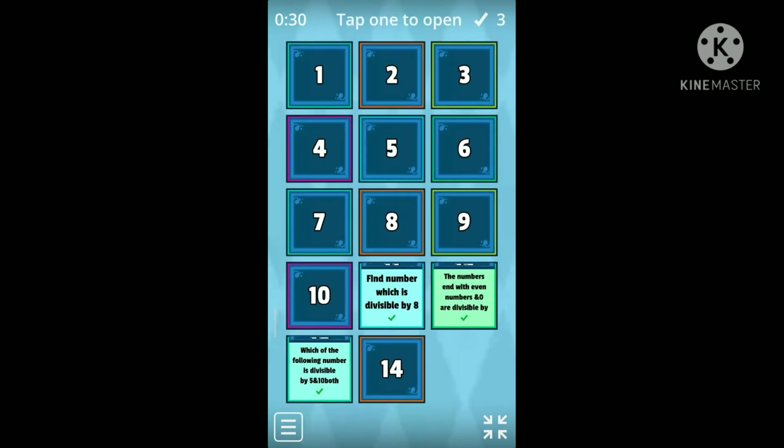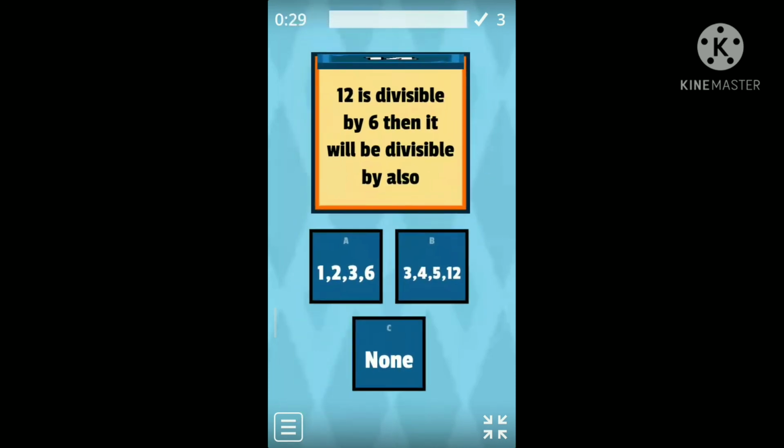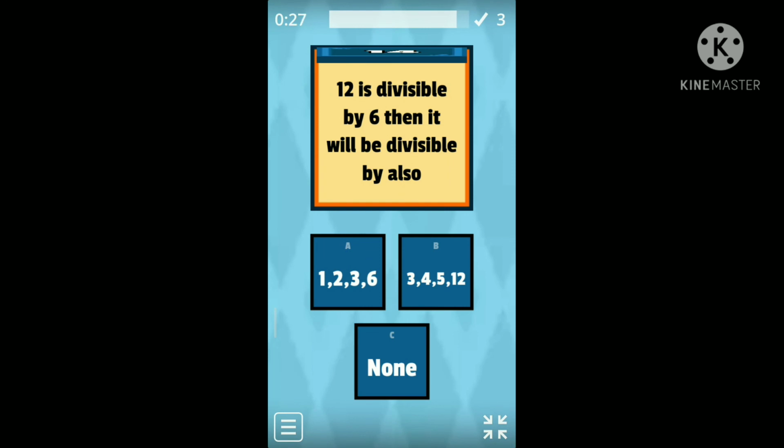Now proceed for the next question, my dear students, and the last question. 12 is divisible by 6, then it will also be divisible by its factors. We know that if any number is divisible by a given number, then it should also be divisible by the factors of the given number. The factors of 6 are 1, 2, 3, 6. So 12 will also be divisible by the factors of 6: 1, 2, 3, 6. According to the question, option A will be correct.